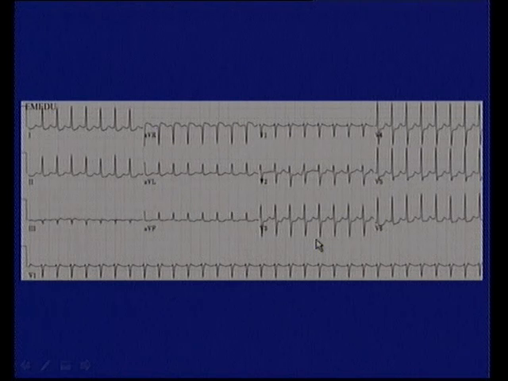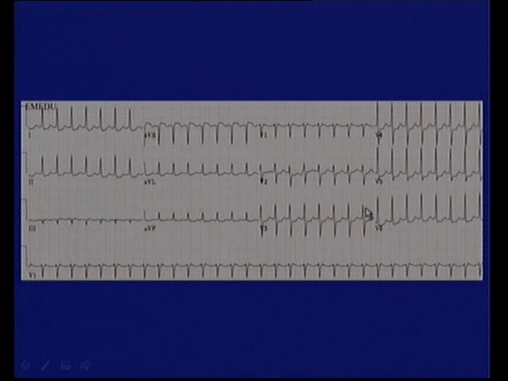What is the heart rate here? Sinus tachycardia? You can't call it sinus tachycardia. Can you see the P wave? This is just supraventricular tachycardia. The heart rate is much more than for it to be called sinus tachycardia. Sinus tachycardia would be less than 120. Here it is much more than that.